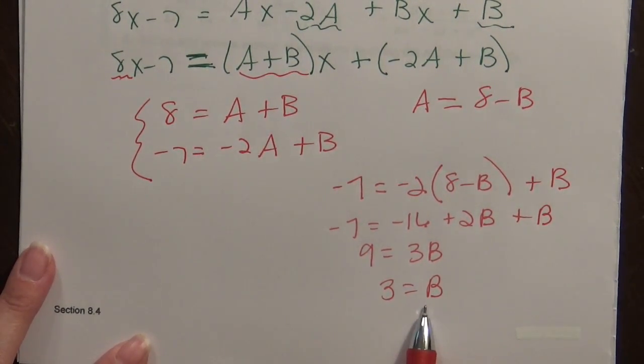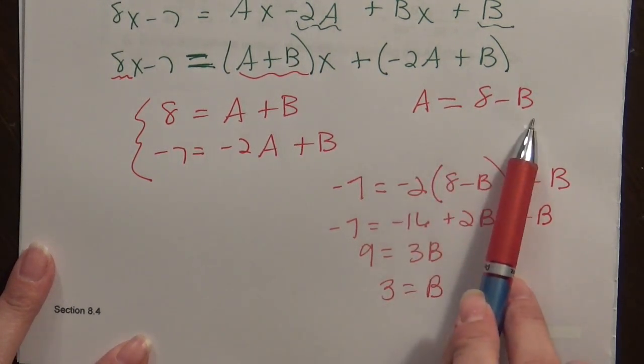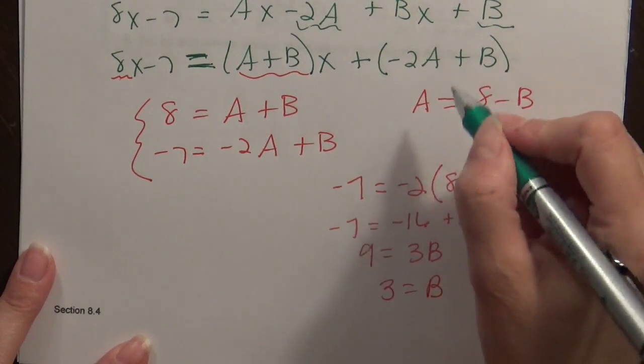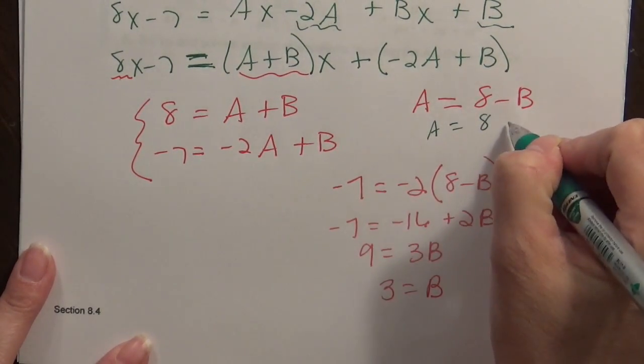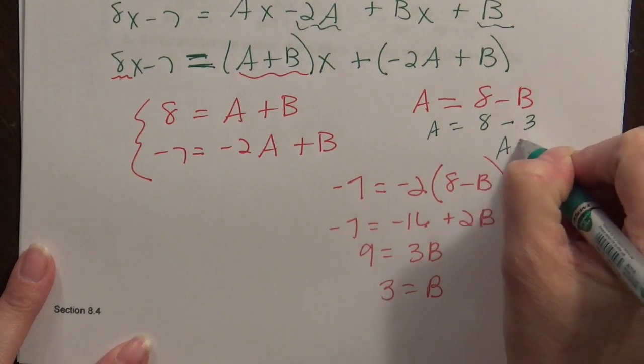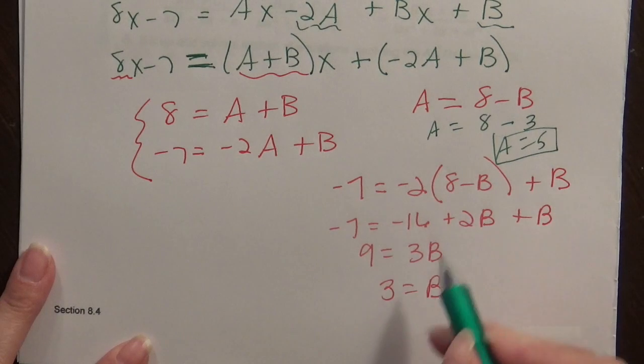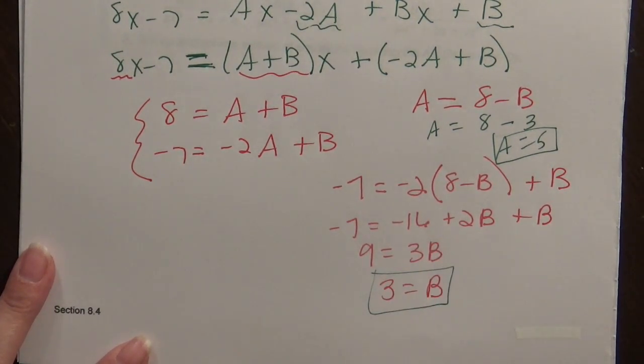Now that we know what b is, it's easy to solve for a if we just use back substitution up here. So I've got a equals 8 minus b, so that means that a is equal to 8 minus 3, so a equals 5. This is not my final answer, but I am putting a box around it just to make it easier to find. So we got a equals 5, b equals 3.